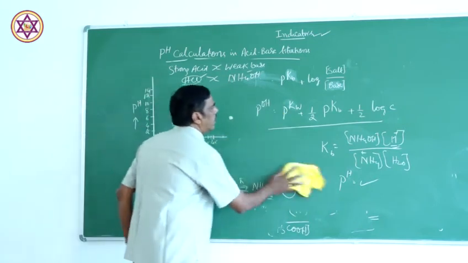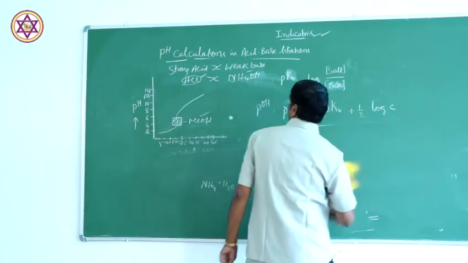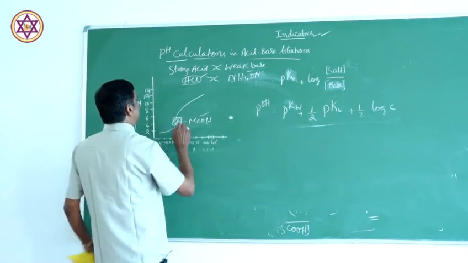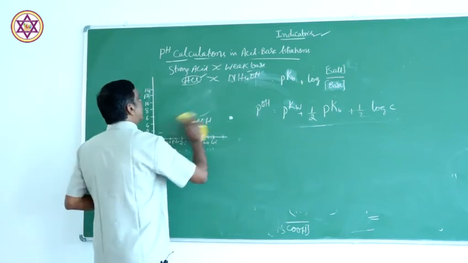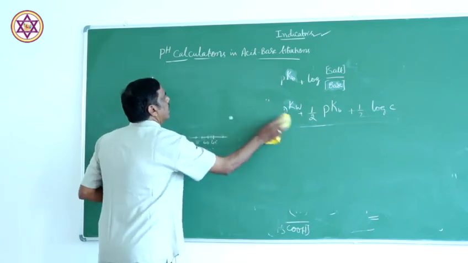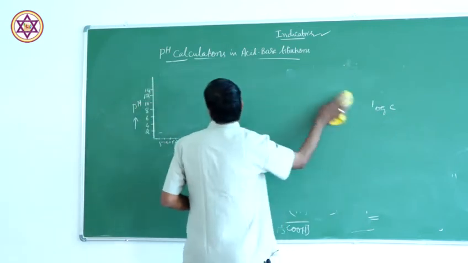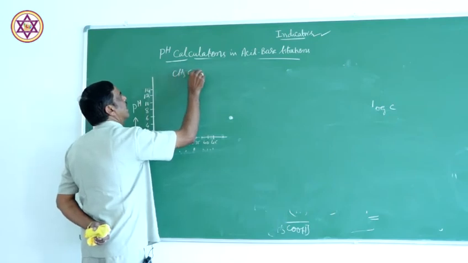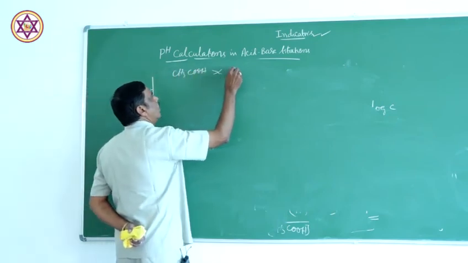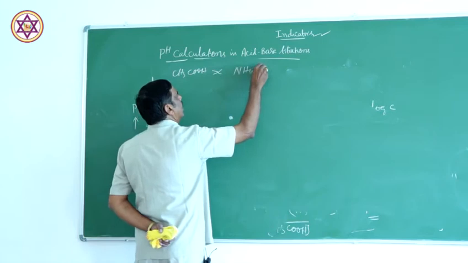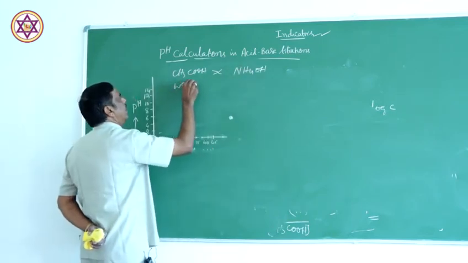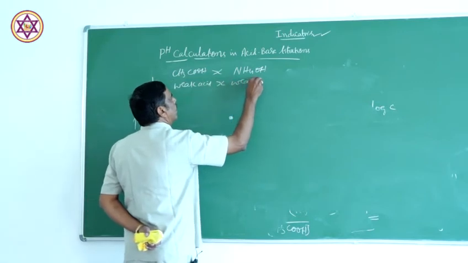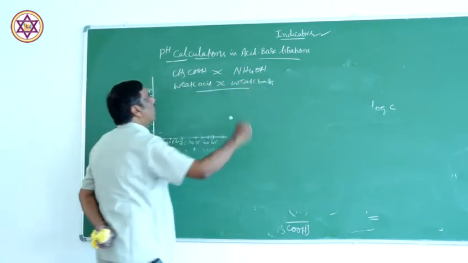So that is about the titration of a strong acid versus weak base. This is the shape of the curve. Now the last type of titration is titration of a weak acid versus weak base. Weak acid, acetic acid for example, versus weak base, ammonium hydroxide. So in this titration what happens?